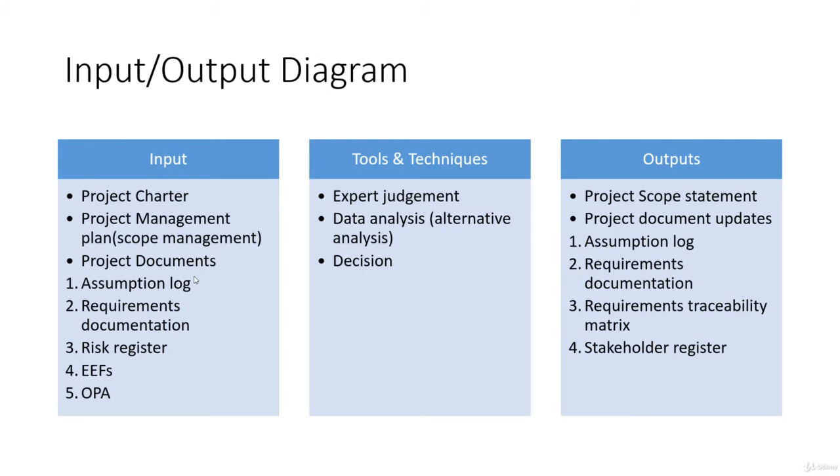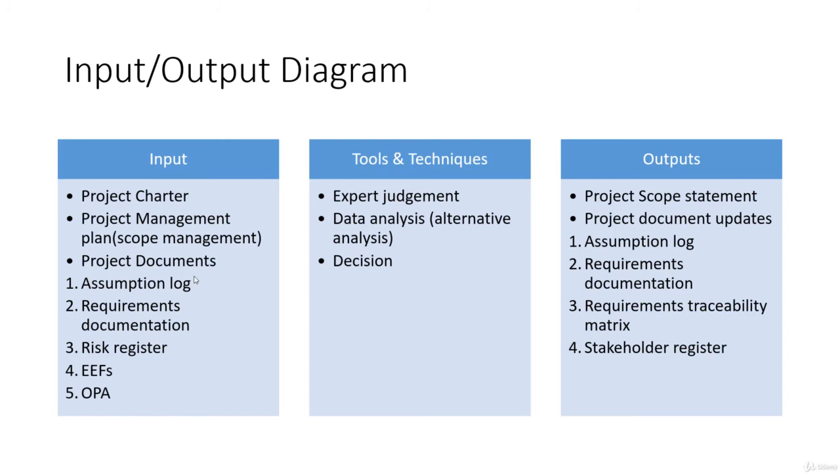This is the input-output diagram. We have the project charter, project management plan, and project documents as part of the input. Assumption logs, requirement documentation, and the risk register are examples of project documents. All of them are part of the input here, along with EEFs and OPAs. For tools and techniques, we have expert judgment, data analysis, and decision making. For output, we have the project scope statement and project document updates: the assumption log, requirement documentation, requirement traceability matrix, and stakeholder register.